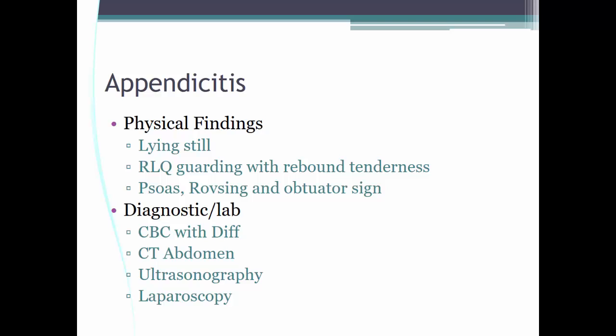Now, laboratory studies, of course, show leukocytosis in the range of 12,000 to 15,000, but this finding is not specific because patients could have leukocytosis from any other cause of acute abdomen. And a normal WBC count should not be used to exclude appendicitis.